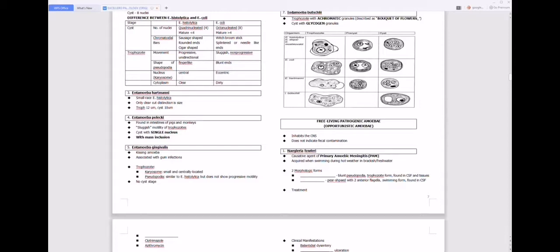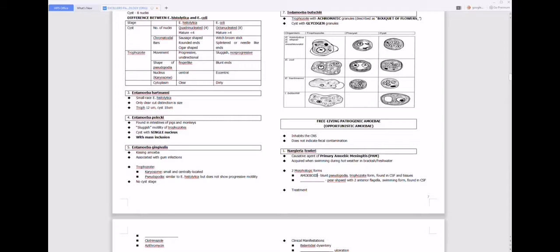So there are two morphologic forms. So the first morphologic form has blunt pseudopodia, trophozoite form, and is found in CSF and tissues. So, di ba nakikita mo, blunt pseudopodia. So, ano ba ang may blunt pseudopodia, di ba? Amoeba. So, this form is amoeboid form.